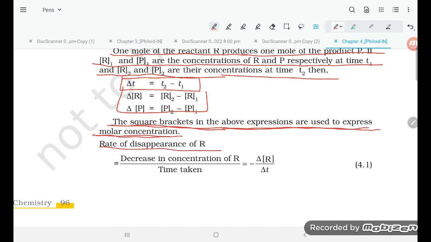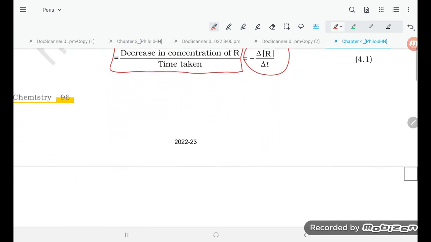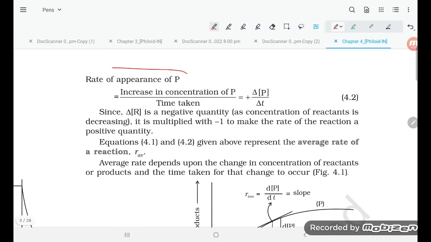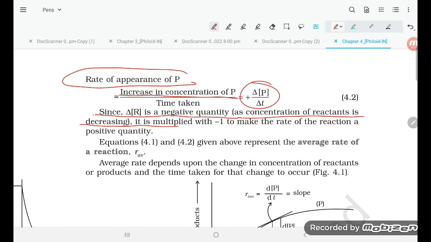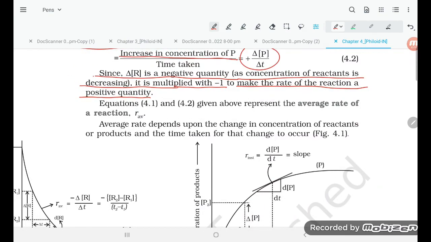So, rate of disappearance means the decrease in concentration of reactant upon time taken, that is minus delta R upon delta T. Rate of appearance is the increase in concentration, delta P, upon time taken, so delta P upon delta T. Since delta R is a negative quantity, as the concentration of reactant decreases, it is multiplied by -1 to make the rate of the reaction a positive quantity.